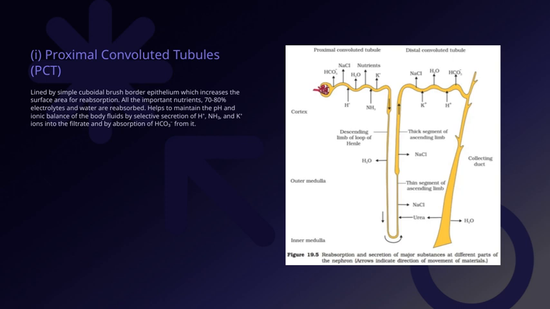Additionally, the proximal tubule plays a key role in maintaining the body's pH and ionic balance. It does this through selective secretion of hydrogen ions, H+, ammonia, NH3, and potassium ions, K+, into the filtrate. At the same time, it absorbs bicarbonate ions, HCO3-, from the filtrate, which helps buffer the blood and keep the pH within a healthy range. And speaking of the proximal tubule specifically, this is the first segment in the nephron where a lot of reabsorption and secretion happen, making it fundamental to the kidney's function of filtering and balancing bodily fluids.